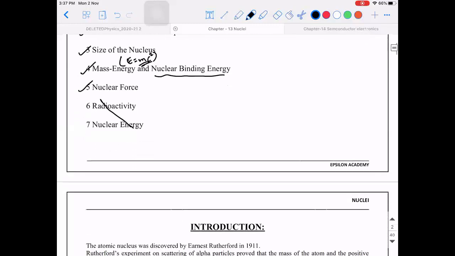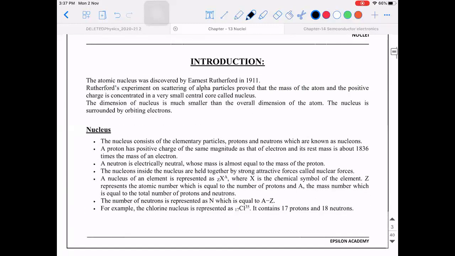So the first topic is introduction to nucleus. As I already mentioned, the atomic nucleus was discovered by Ernest Rutherford in 1911. This we have already discussed. Rutherford's experiment on scattering of alpha particles proved that the mass of the atom and the positive charge is concentrated in a very small central core called the nucleus. The dimension of a nucleus is much smaller than the overall dimension of the atom. The nucleus is surrounded by orbiting electrons. So this was the discovery.